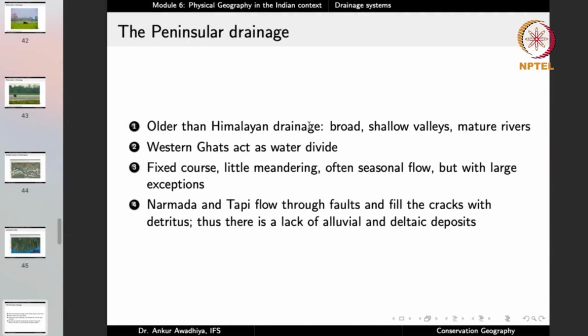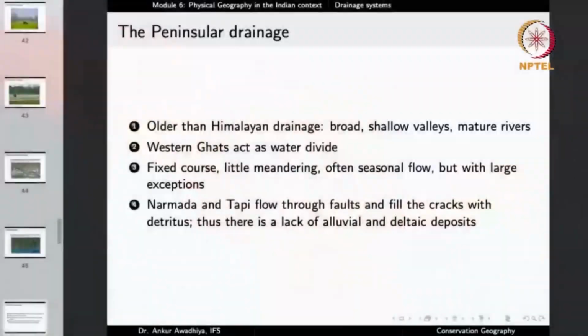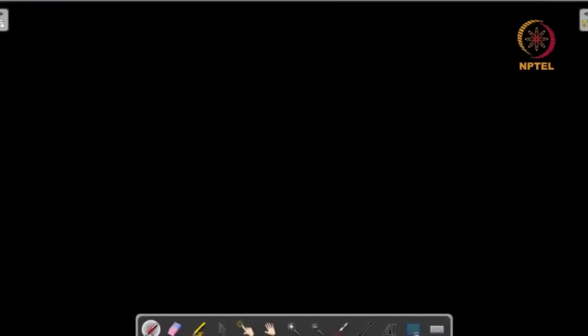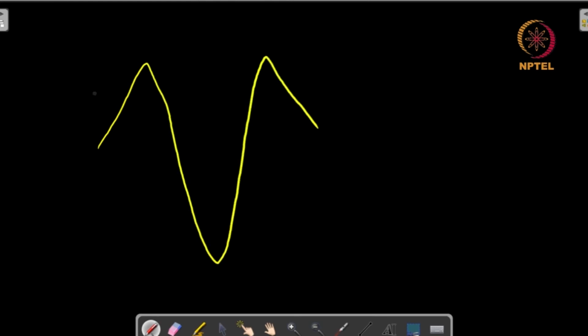So these are older than the Himalayan drainage, and they form broad, shallow valleys, and they have mature rivers. Why broad valleys? Why shallow valleys? Because over time they have done all the erosion, or practically done all the erosion that they could have done. And so the rivers are not cutting through the mountains like this. What has happened is that over time the erosion has been so much that now it is a flat and a broad valley.